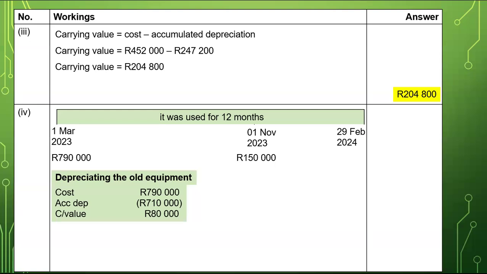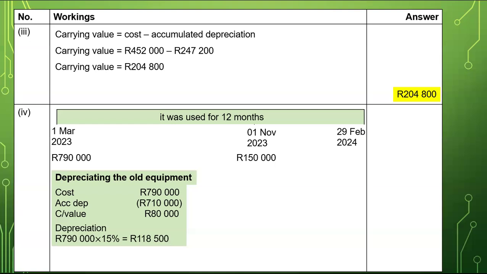We will not use 80,000 to calculate depreciation. We will still use 790,000. So depreciation for the current year will be 790,000 multiplied by the depreciation rate of equipment, which was 15%. That will give you 118,500.